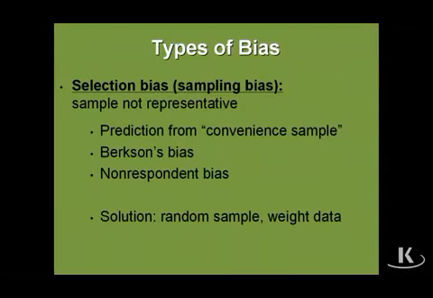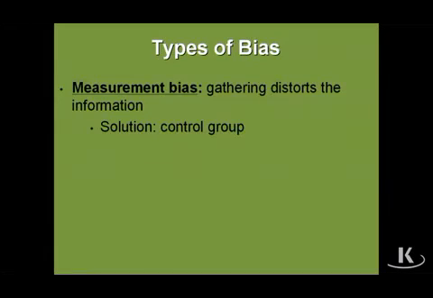What's the solution to sampling bias, selection bias? First, a random independent sample, and then weight the data to make sure it matches the general population. Sampling bias, selection bias, the people in the study are not a good representation. It's not a match to the people out in the general community. If the sample's okay, we next worry about measurement bias. Measurement bias, the way I get information from the sample distorts the information that I get.